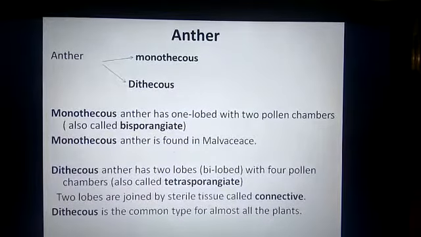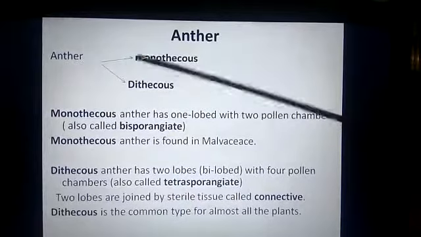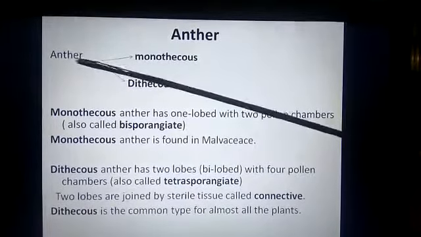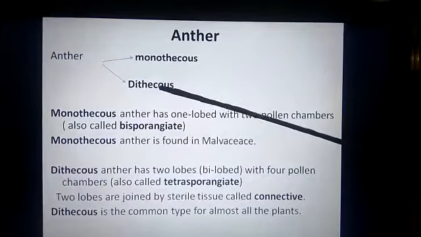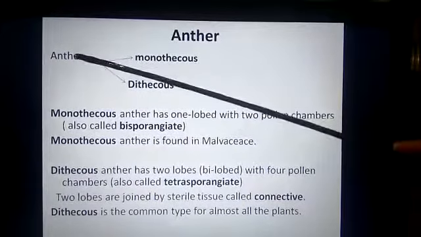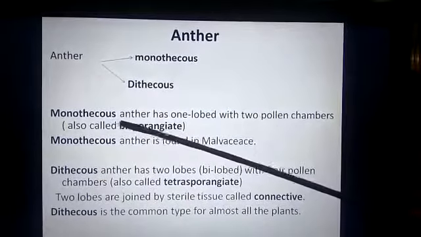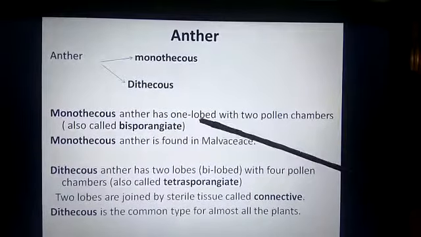Now let us go to anther, the structures of anther. Anther may be monothecous or it may be dithecous. Now let us see what is the difference between monothecous anther and dithecous anther. Monothecous anther has one lobe.